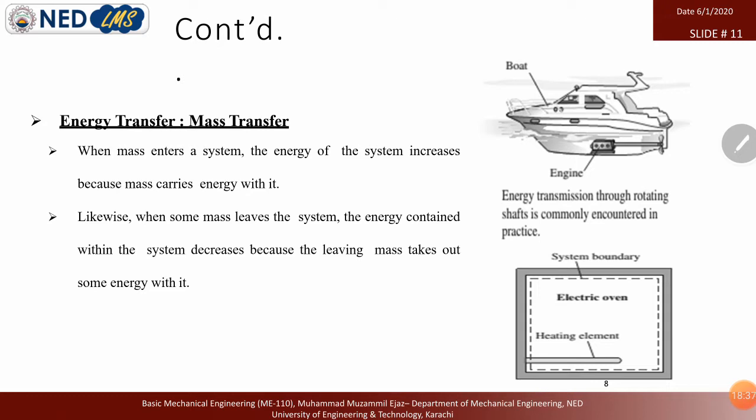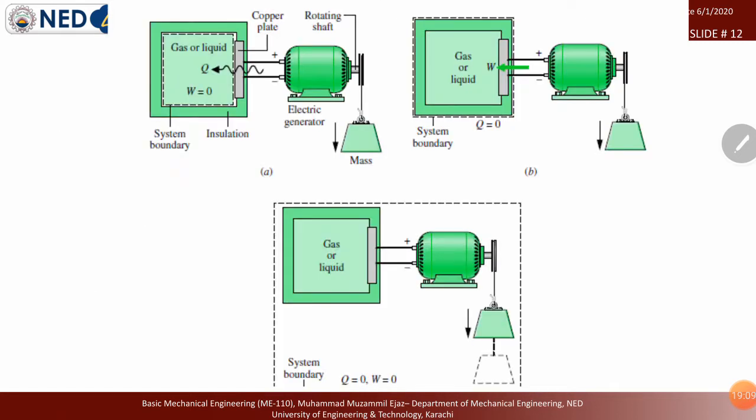Now mass transfer. When mass enters a system, the energy of the system increases because mass carries energy with it. So in this case, there is an example of an open system. It is flowing mass and it carries the energy which moves that boat. Likewise, when some mass leaves the system, the energy contained within the system decreases because the leaving mass takes some energy with it. So this is mass transfer. In the open system, we will study and do numericals related to open systems.